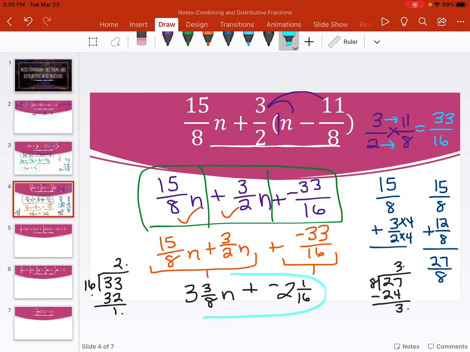So there's our final answer: 3 and 3/8 n plus negative 2 and 1/16. Or you could say minus 2 and 1/16, that's fine as well.